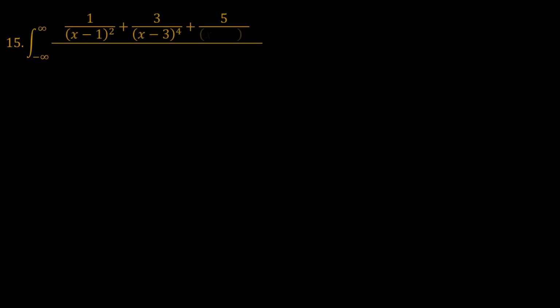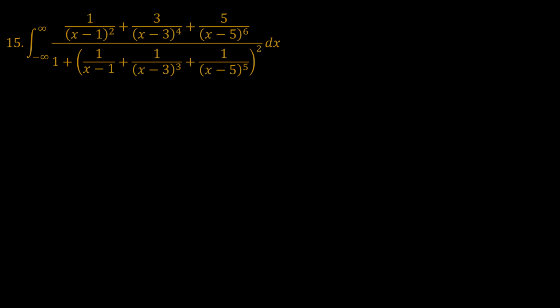Then our next problem is number 15. This was very interesting. I think most people would get tripped up by this problem, which is the integral of 1 over x minus 1 squared, plus 3 over x minus 3 to the power 4, plus 5 over x minus 5 to the power 6, times 1 plus the bracket of 1 over x minus 1, plus 1 over x minus 3 to the power 3, plus 1 over x minus 5 to the power 5.